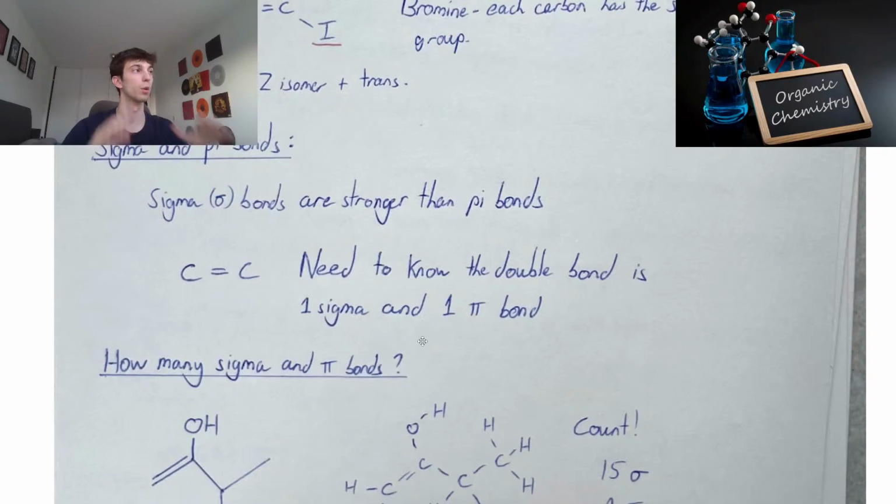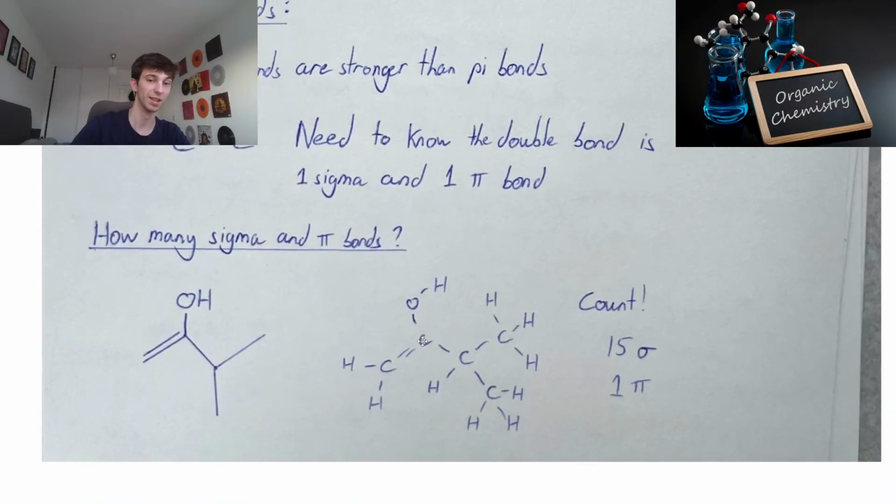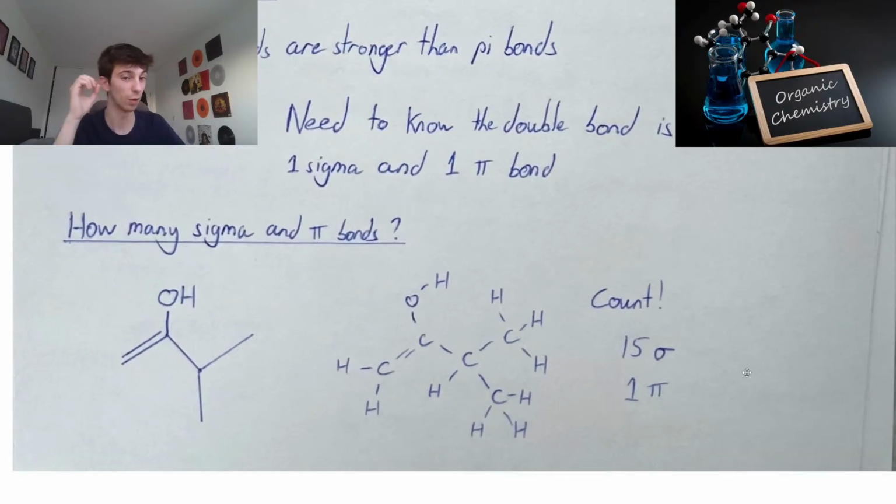Sometimes they'll give you a big organic molecule and ask you how many sigma bonds and how many pi bonds. So if we count the number of sigma bonds and pi bonds, I'd always recommend drawing it out displayed, not leaving it skeletal. Count every single bond, and the double bond will also have 1 sigma bond. So we'd have 1, 2, 3, 4, 5, 6, 7, 8, 9, 10, 11, 12, 13, 14, 15. And the only pi bond will be the 1 pi bond on that double bond.